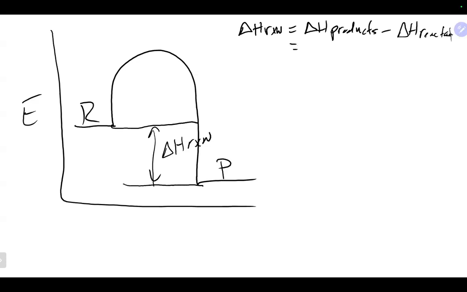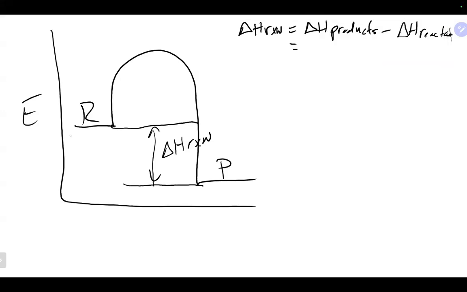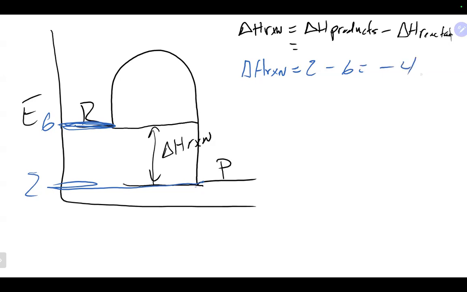Let's just make up some nice easy numbers. Let's say we went across here, and that was 6. And let's say we went across here, and that was 2. When I go to calculate my delta H for this reaction with my made up numbers, products would be 2 minus reactants, which would be 6, gives me a -4. We could call it kilojoules if you like. But more importantly, what do I see in terms of the sign?